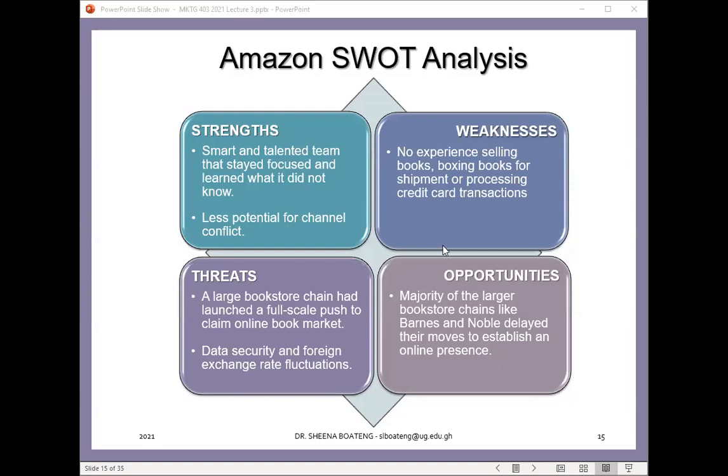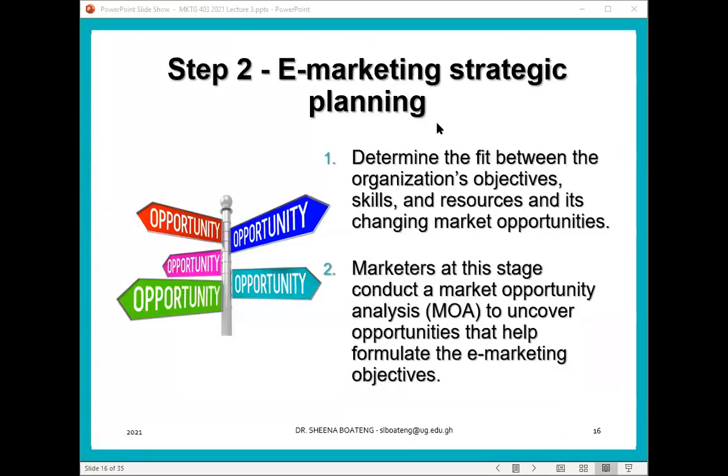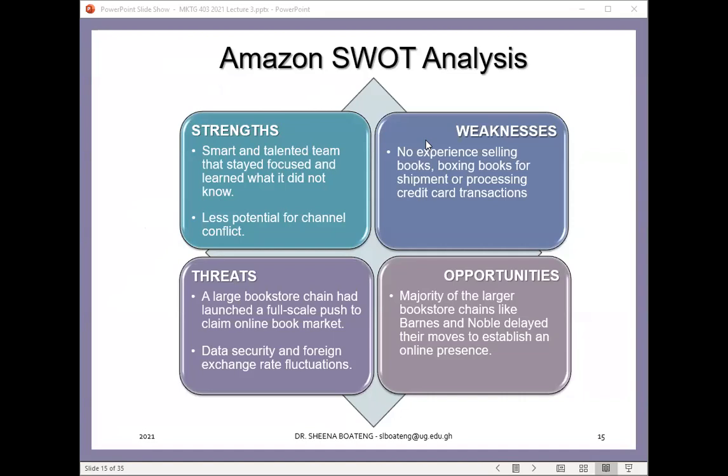So this is an example of a SWOT analysis for a firm that went on to become one of the largest online businesses that we know of today. And with that, we've come to the end of step 1.